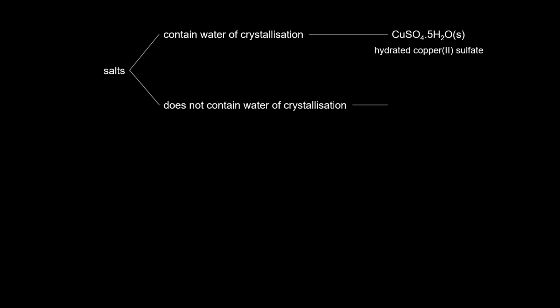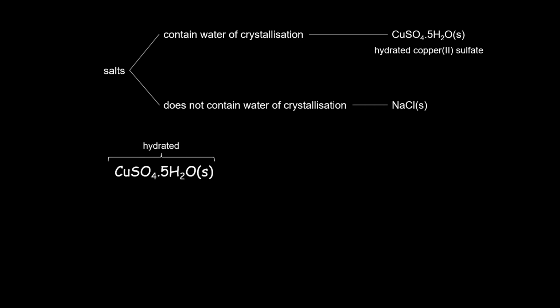So salts can contain water of crystallization, and there's an example: hydrated copper(II) sulfate, and there are the 5 H2O water molecules which are built into the crystal structure. And some salts do not contain water of crystallization, and an example is sodium chloride.